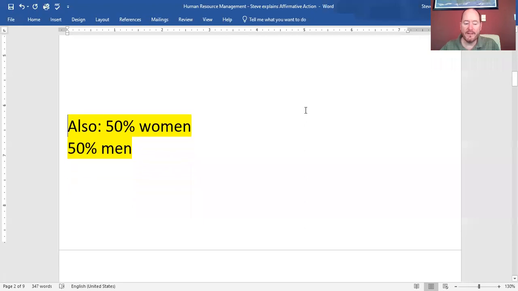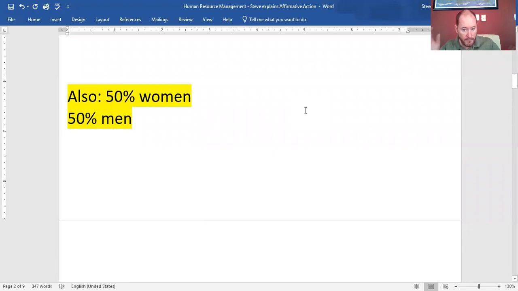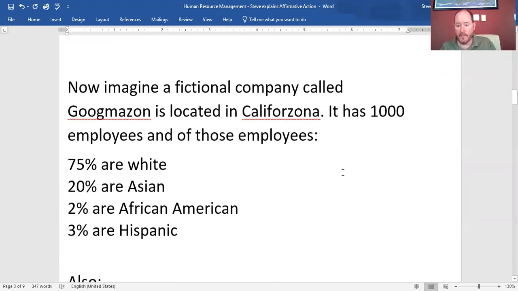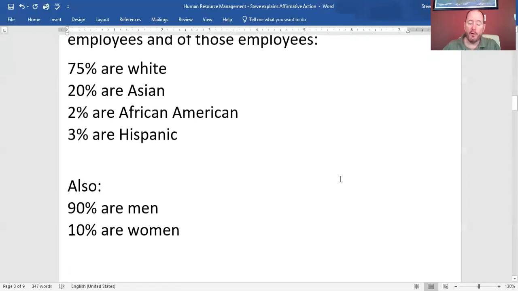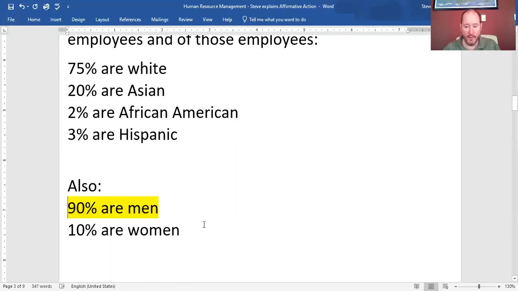Okay, so we're back to this fictional country where the population is pretty diverse and of course, 50% men and 50% women. Now imagine that there's a fictional company in this state called Gugmazan. Gugmazan has 1,000 employees, and of those employees, 75% are white, 20% are Asian, 2% are African American, and 3% are Hispanic. Also, in this company, 90% of the employees are men, and only 10% of the employees are women.